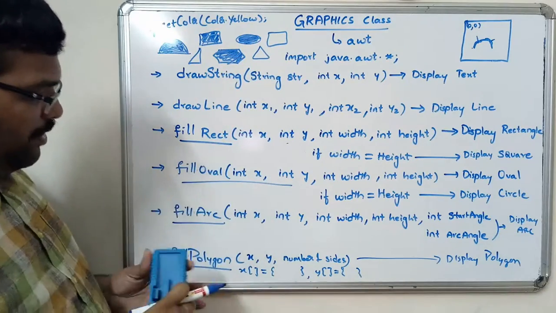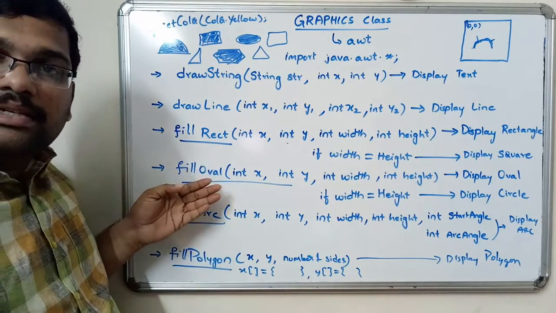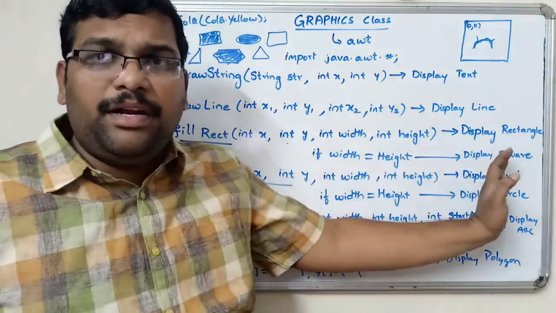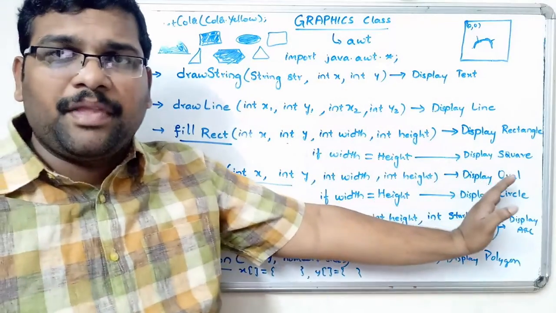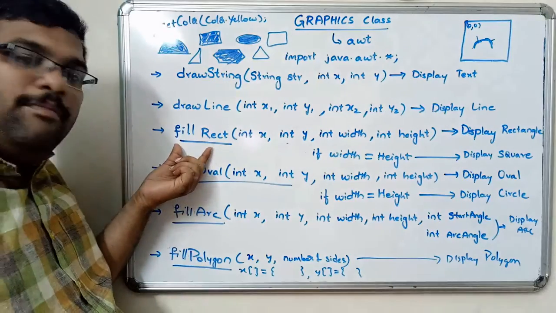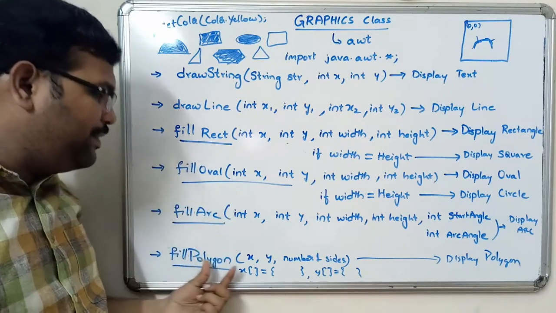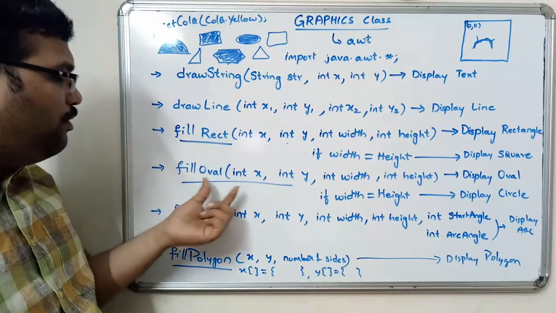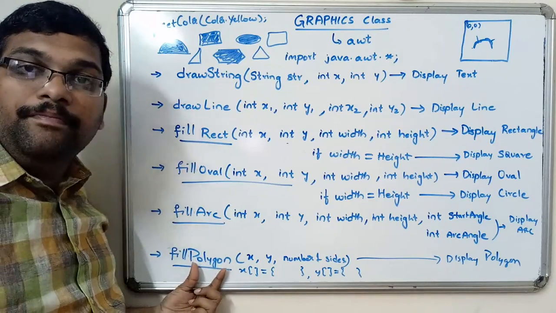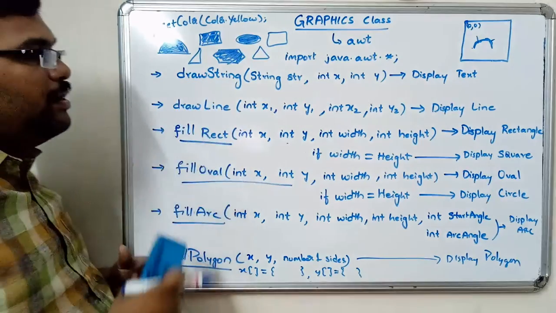So these are the other methods. There is no change in the parameters. The parameters are the same, right? Only the name of the method will be changed. That means fill rect, fill oval, fill arc, fill polygon. Draw rect, draw oval, draw arc, draw polygon. And similarly, draw string and draw line.